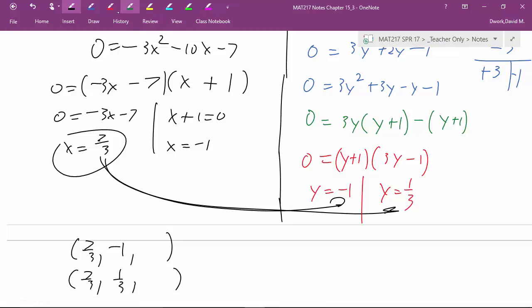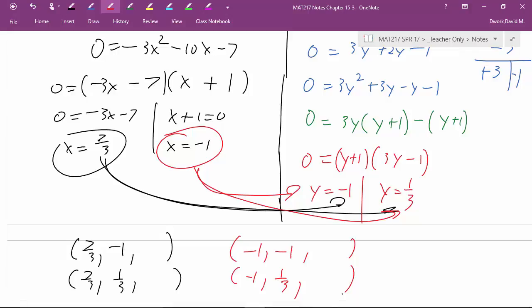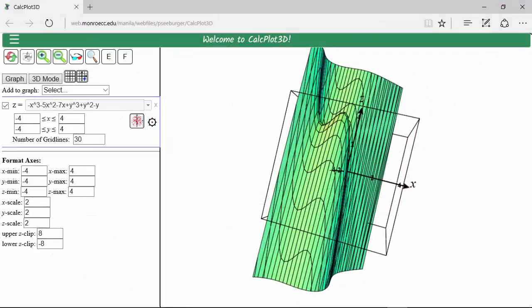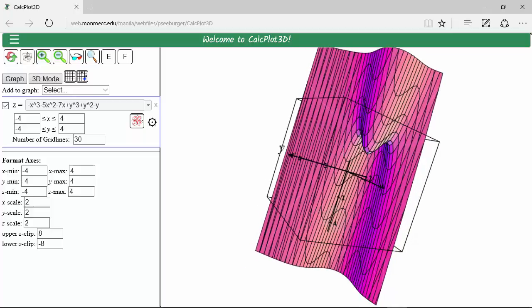Now, I also have another set of values, though, that are going to come from this one. I'm going to have a pairing at negative 1, negative 1. And I'm going to have another one at negative 1, 1/3. So notice I'm pairing up x with y values, and one has to come from the derivative in the x direction, one has to come from the derivative in the y direction. And this makes sense. We have 4 ordered pairs, and what did we see on the graph? We saw 4 critical values. We're going to have a saddle point, a maximum, another saddle point, and then around on the back side, a minimum. So we have all 4 things.